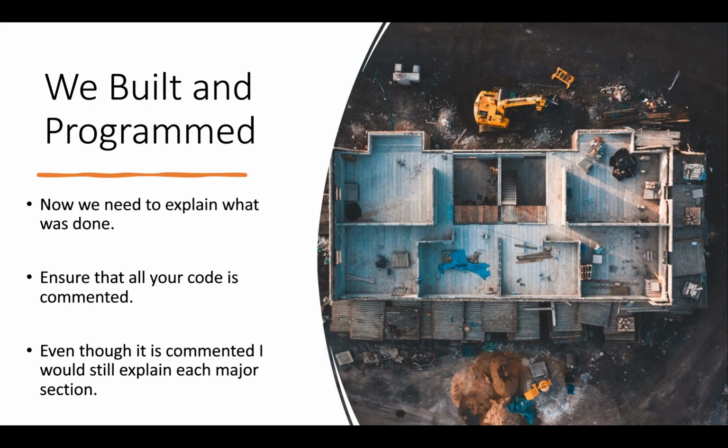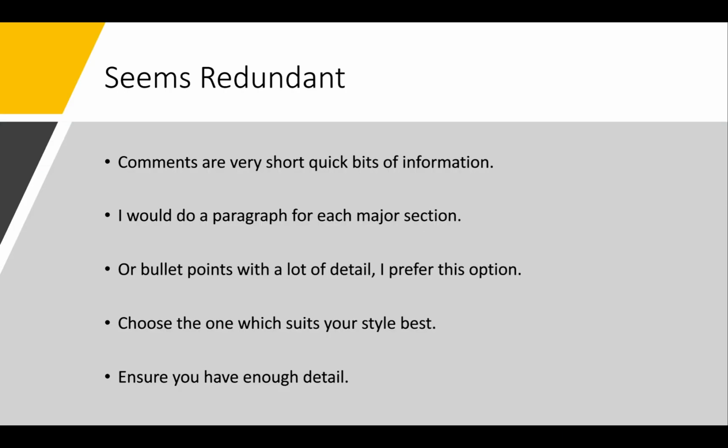As I've said, we're going to build and program, but even after you've built, programmed and commented, I still think you should go back and explain each section. For example, let's say I have a function that does a particular thing. I'm going to go back and explain the entire purpose of that function and how it actually works. It might seem a bit redundant, but comments are very short, quick bits of information. I would do a paragraph for each major section or bullet points with a lot of detail. I prefer bullet points because it's a lot easier for the way my brain works to read bullet points with information versus a paragraph. Choose whatever suits your style best. Simply ensure that you have enough detail in your sections.